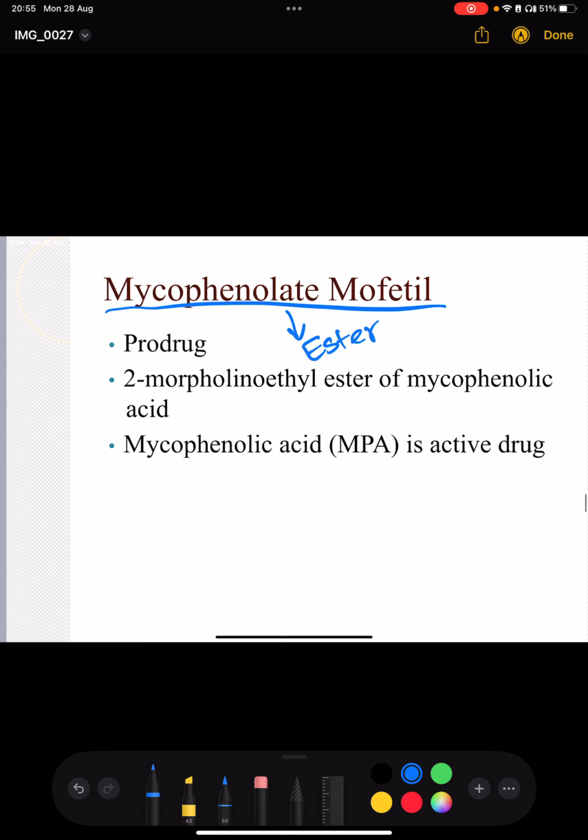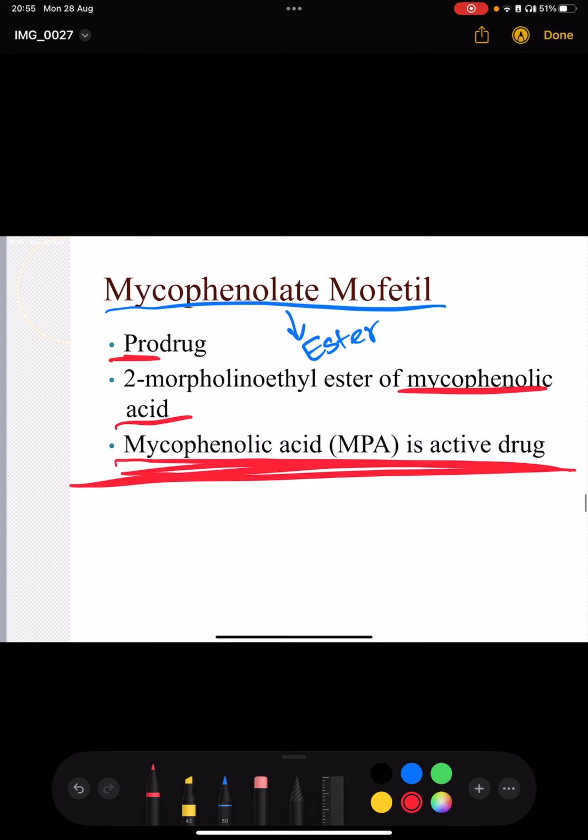It is an ester and it is a prodrug, meaning pro means before. So it is a form of the drug. It is not the active drug that's going to cause its mechanism of action. It is going to be metabolized into the active form. It is actually an ester of mycophenolic acid, and mycophenolic acid is the active drug. Its ester is mycophenolate mofetil.